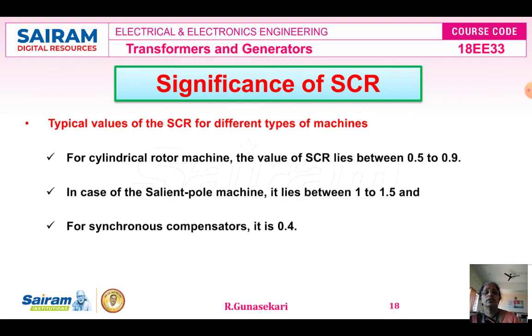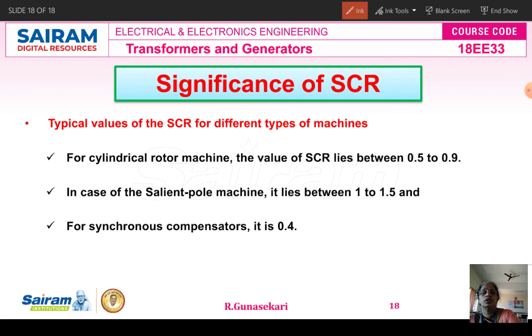Now what are the typical values of the short circuit ratio SCR for the different types of machines? The first one is the cylindrical rotor machine, that is the non-salient pole machine. The SCR value is between 0.5 and 0.9. For a salient pole synchronous machine, the SCR value lies between 1 and 1.5. For a synchronous compensator, the SCR value is 0.4.